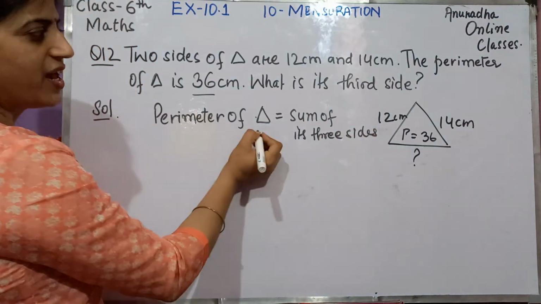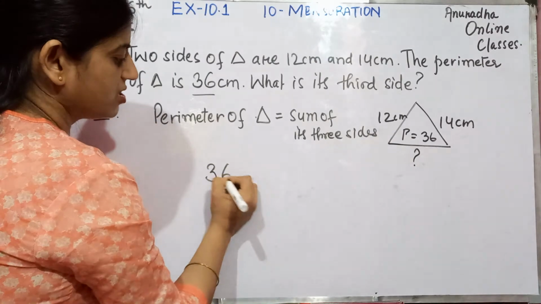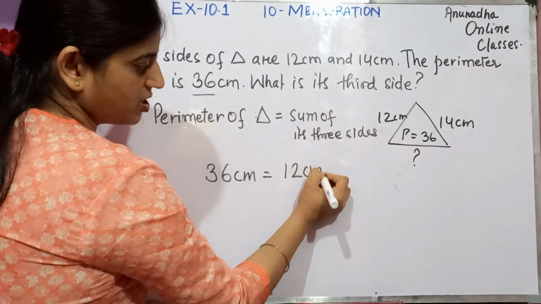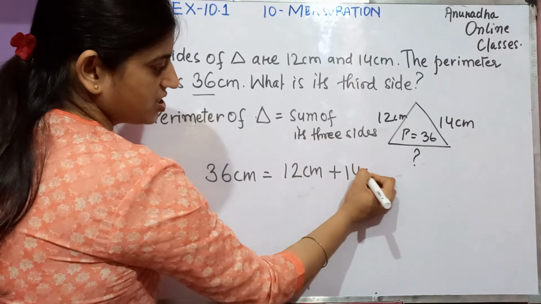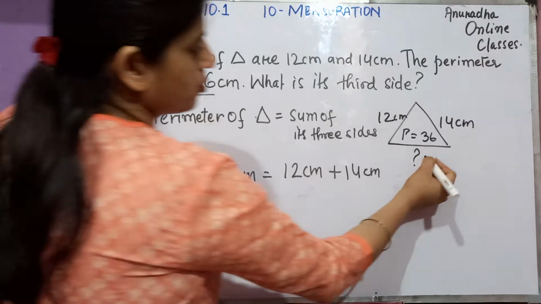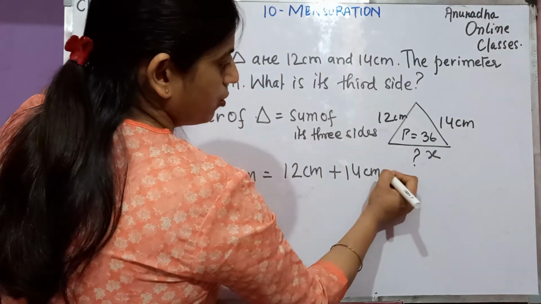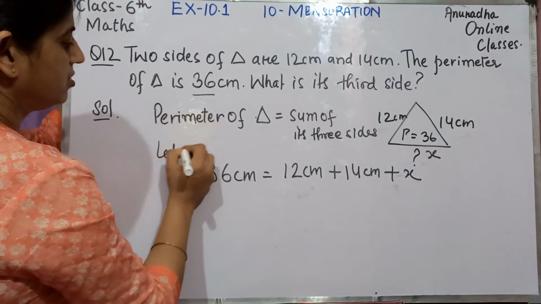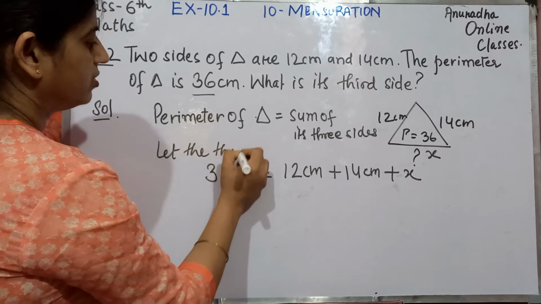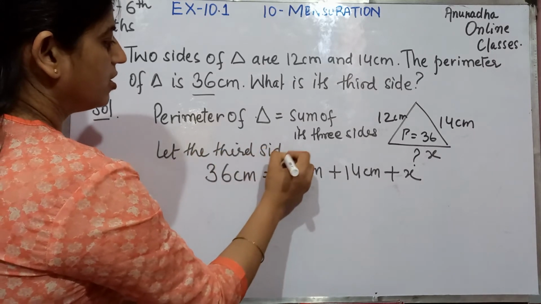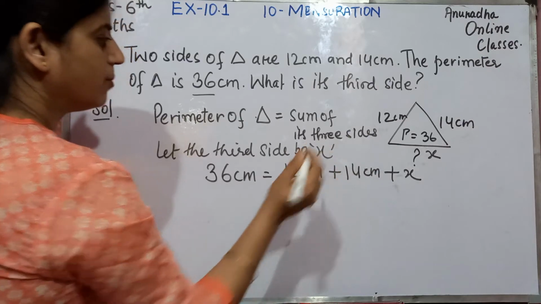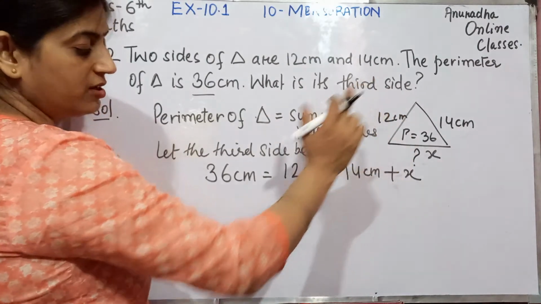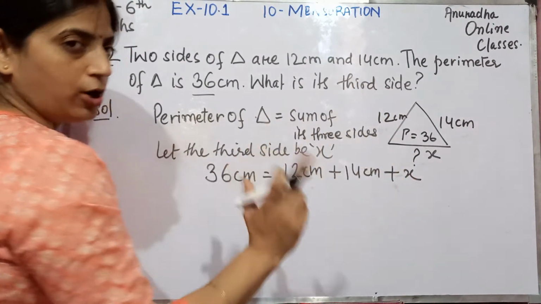Right? Now what is the perimeter? You know the perimeter, that is 36 centimeter. Now the sum of all its sides. The first side is given, 12 centimeter. The second side is given, 14 centimeter. The third side we don't know. Suppose let it be x. So plus x. You can write here: let the third side be x. We took the third side as x. So 36 centimeter, the total length, is equal to the sum of all its sides.